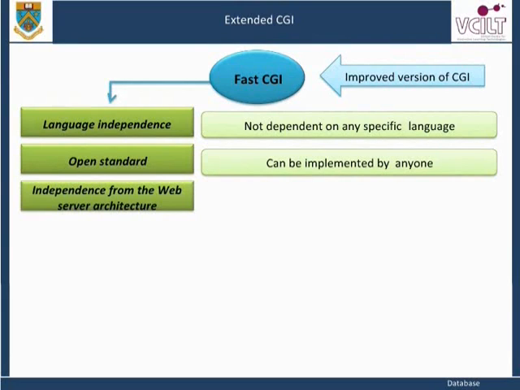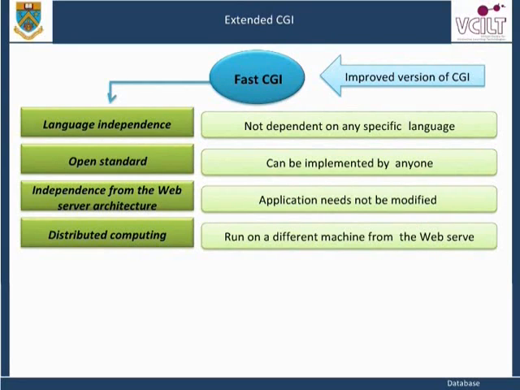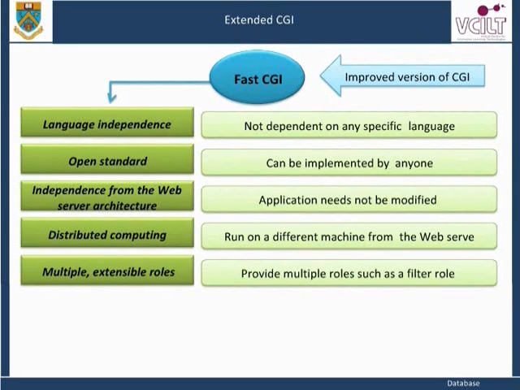Independence from the web server architecture. A Fast CGI application needs not be modified when an existing web server architecture changes. Distributed computing. Fast CGI allows the web application to be run on a different machine from the web server. Multiple, extensible roles. Fast CGI can provide multiple roles such as a filter role and an authorizer role.